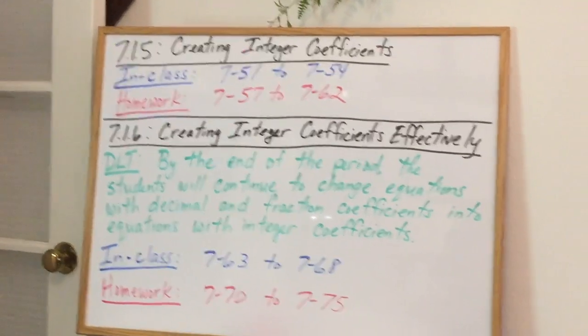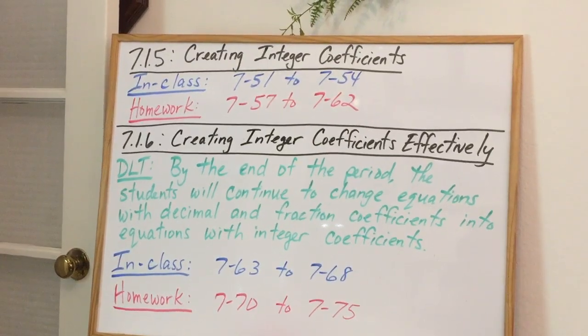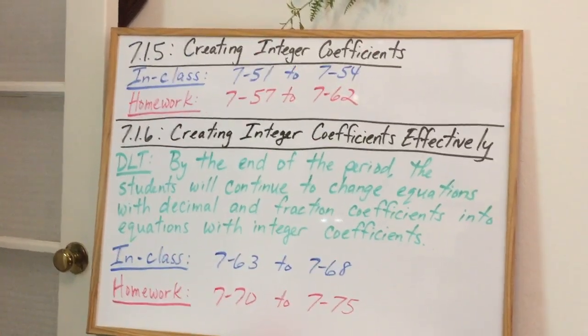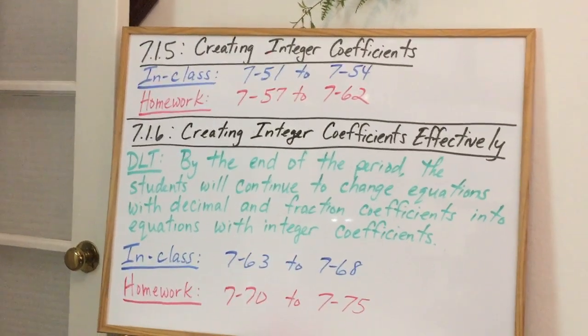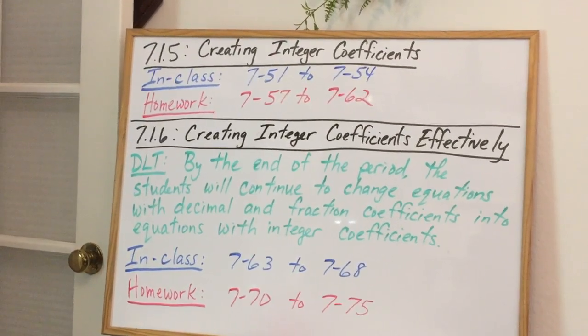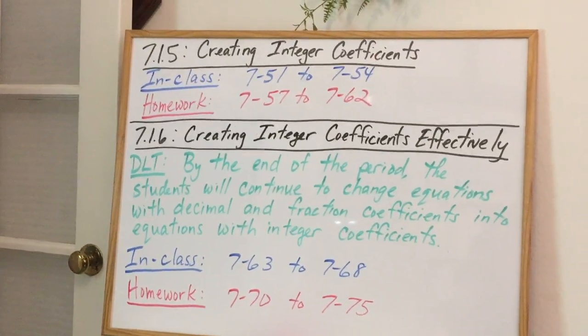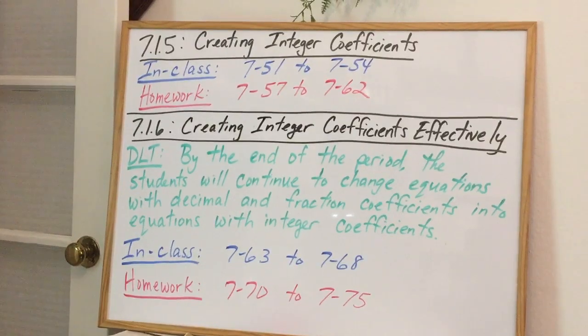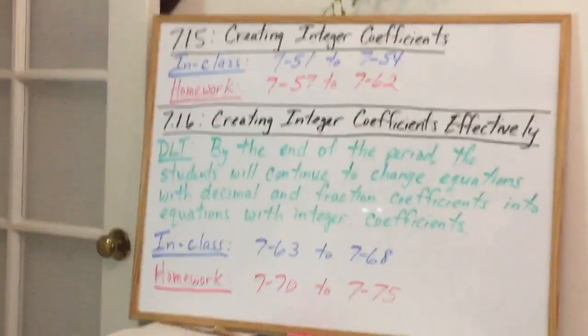Alright, so today's lesson, 7.16, creating integer coefficients effectively. DLT: By the end of the period, the students will continue to change equations with decimal and fraction coefficients into equations with integer coefficients. Today's in class is 63 to 68, and today's homework is 70 to 75.